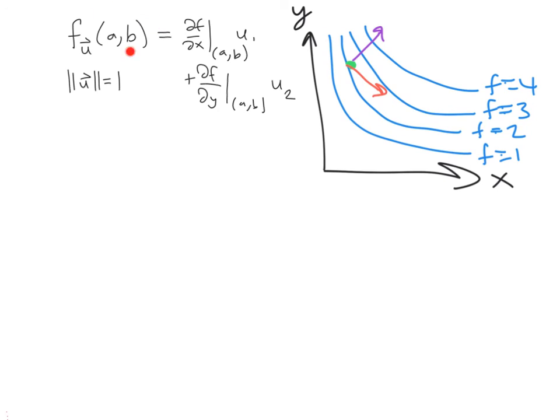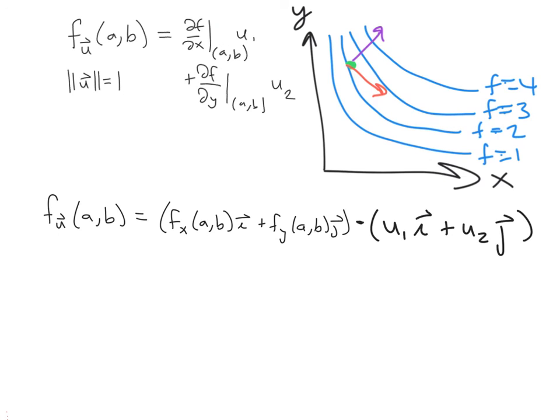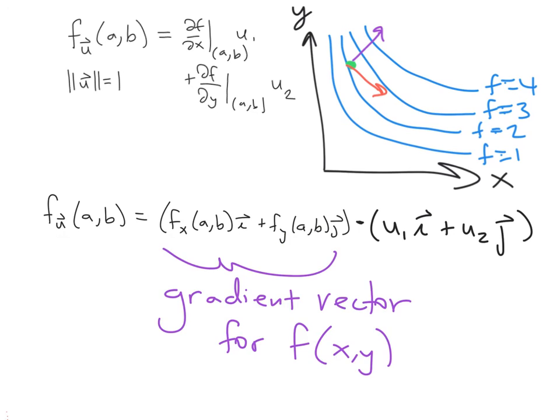We can rewrite this expression using dot product notation. So this directional derivative, which is a weighted sum of the partial of f with respect to x weighted by the i component of our direction plus the partial of f with respect to y weighted by the j component, can be rewritten in this format as the dot product of our direction vector and the partial of f with respect to x, i, plus the partial of f with respect to y, j. This vector gets the special name the gradient vector for f of x, y.